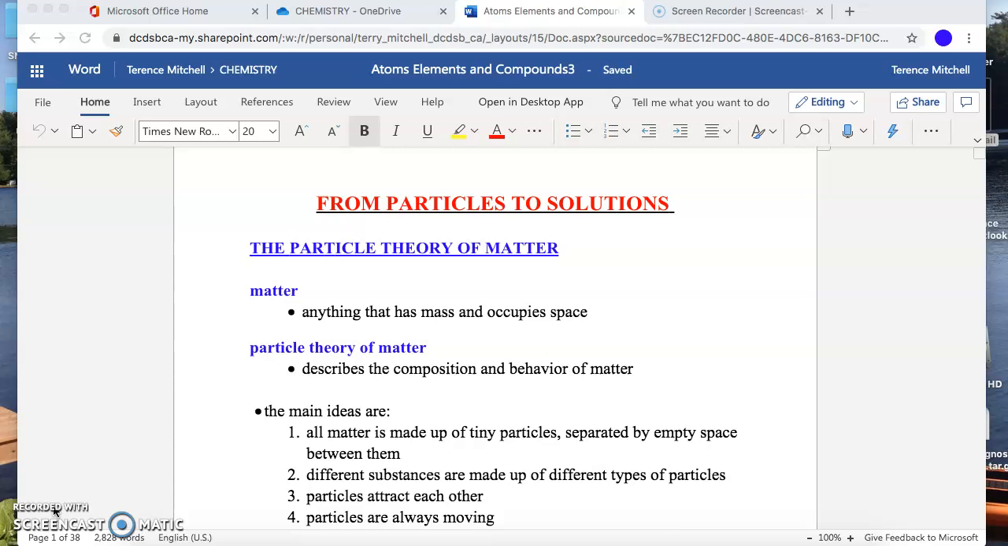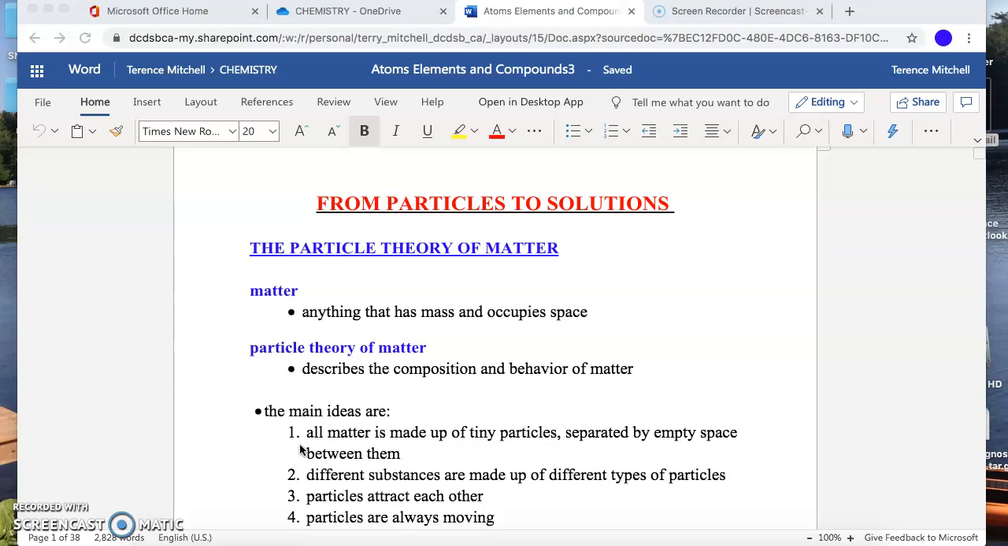Now, 5 main ideas of particle theory, and that is all matter is made up of tiny particles and is separated by empty space in between them. And that empty space is not air, it's not something else, it's literally a void. There's nothing there. In fact, the air in your room right now, that's tiny oxygen particles, tiny carbon dioxide particles. And in between those particles, there's nothing. So in between the air molecules, there's literally nothing there.